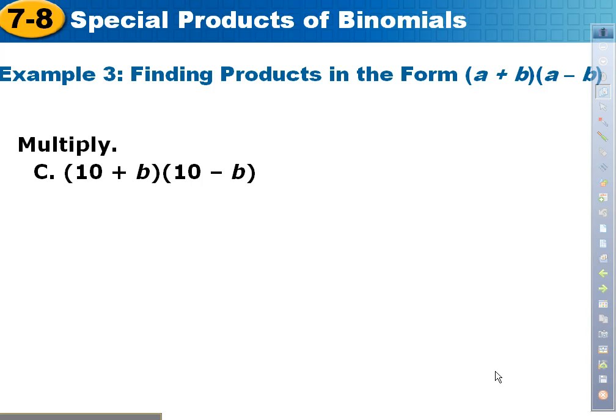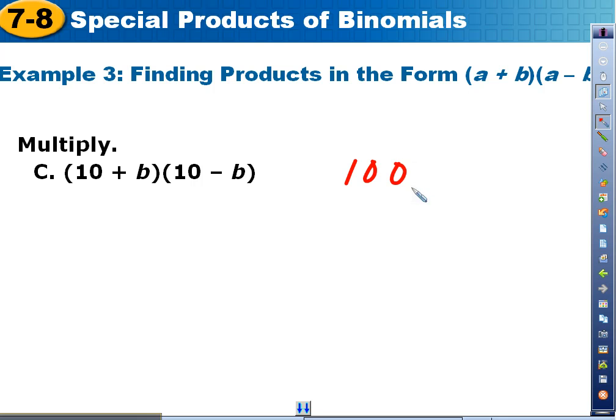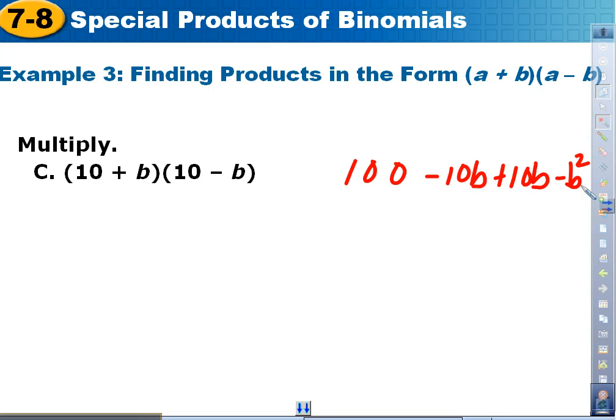Multiply these out. What happens when you multiply your front two terms? You get 20, or no, 100. What happens when you multiply your outside two terms? You get negative 10b. What happens when you multiply your inside two terms? You get plus 10b. What happens when you multiply your last two terms? You get negative b squared. What happens to these two terms right here? They cancel out, and you're left with 100 minus b squared.